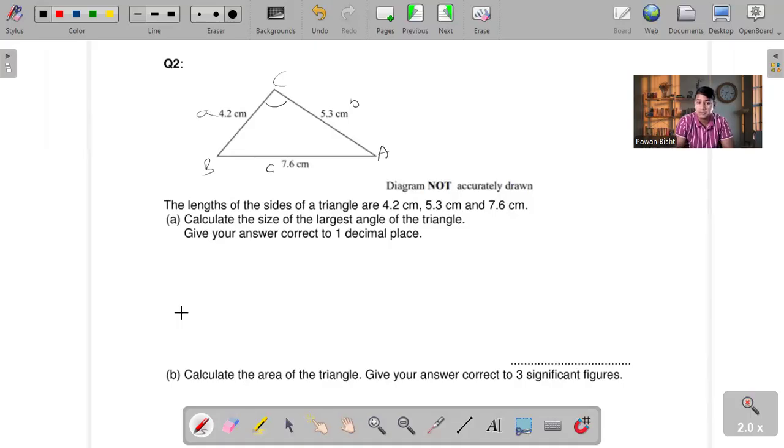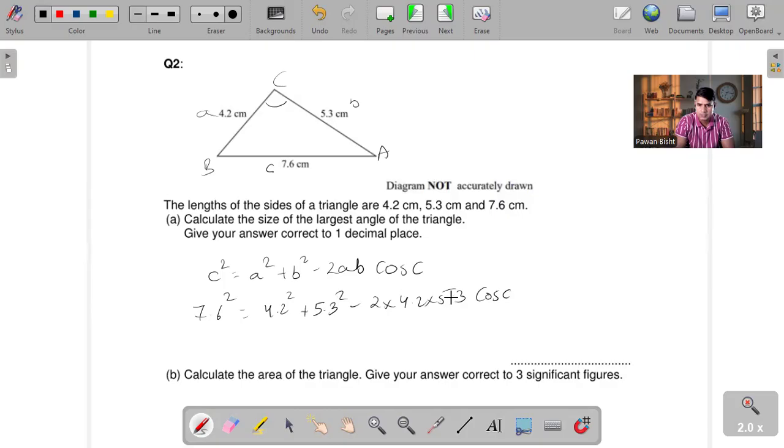I apply the cosine rule here because three sides are involved and one angle you have to find. So C square is equal to A square plus B square minus 2AB cos C. So C is 7.6 square, A is 4.2 square, B is 5.3 square, minus 2 times 4.2 times 5.3 cos C. You have to find this cos C.